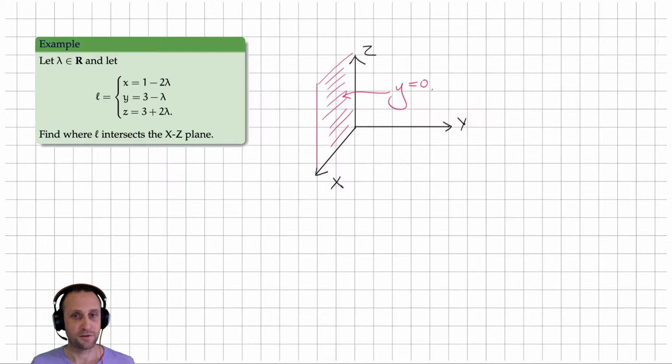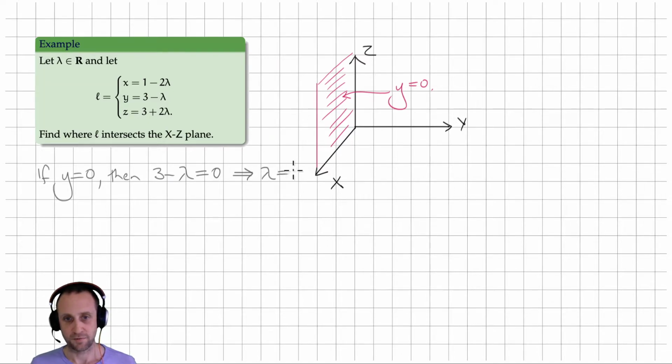Okay, so that's our way of solving this problem. We're going to set y equal to 0, and look what's telling us about y. It's this second equation here. So if y equals 0, then it's got to be the case that 3 subtract lambda equals 0. And from that we can easily see that lambda itself must be equal to 3.